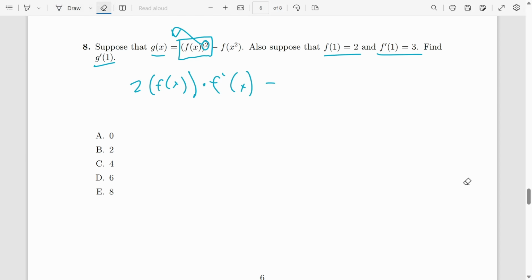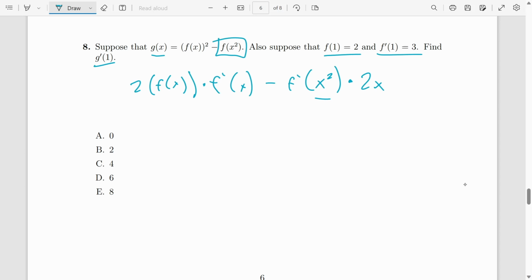Okay, so that's the derivative of the first term. Second term, f of x squared. Okay, another chain rule, I think. So we take the derivative of the outside, which is just f of x, so f prime of x squared, and then multiply by the derivative of the inside, x squared.